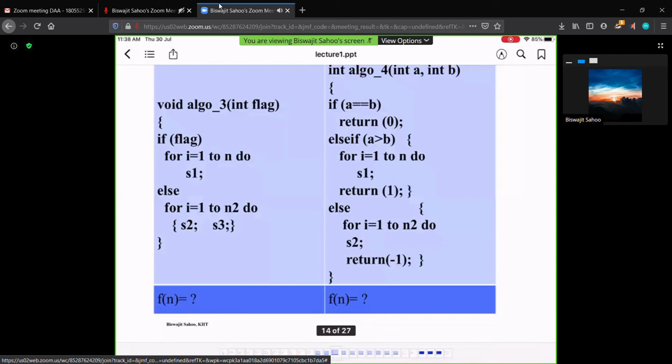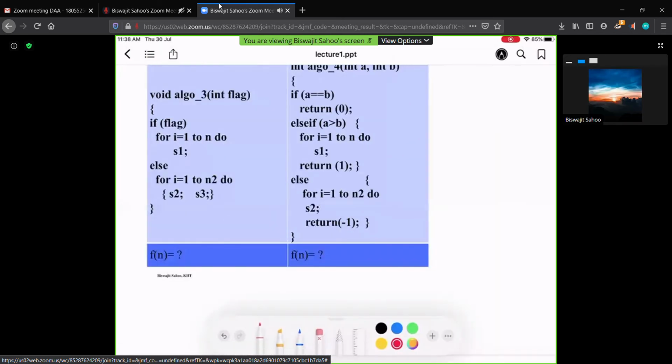Now let's come to the next algorithm to find out the frequency counts. Algorithm 4. There are two input parameters, A and B. Look at this. If A is equal to B, then how many statements are executed? Only 2. This statement's frequency count is 1, this is 1. So I can say if A is equal to B, the frequency count f of n will be exactly equal to 2. Are you satisfied with this? Yes, sir.